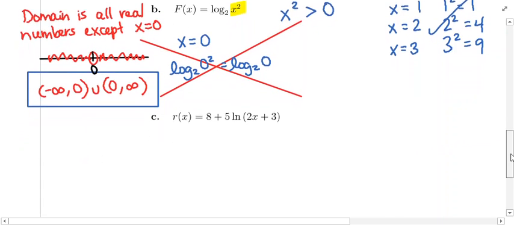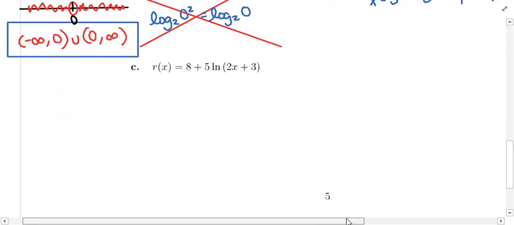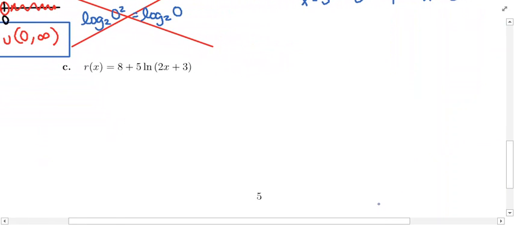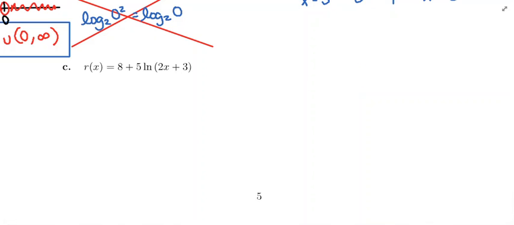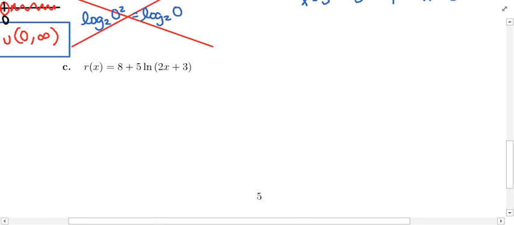All right, part C. The function is r of x is equal to 8 plus 5 times the natural log of 2x plus 3. All right, so there's a lot going on here. It's a base e logarithm. You're taking the logarithm of the quantity 2x plus 3. That's kind of complicated. You're multiplying the logarithm by 5, and then you're adding 8 to the whole thing. So there's a lot of noise, but remember how you find the domain of a logarithmic function.